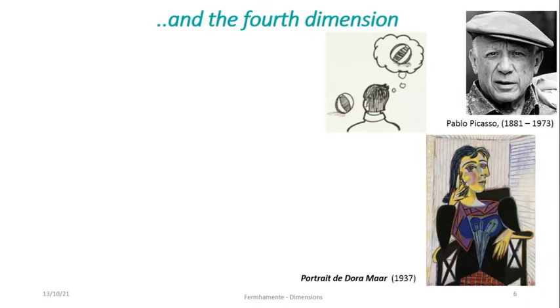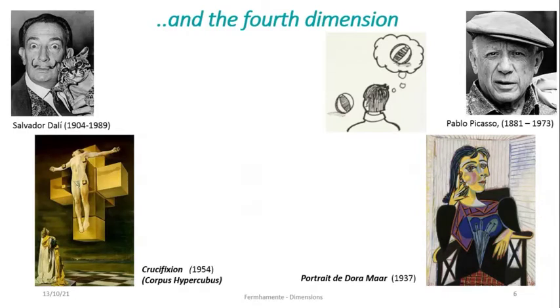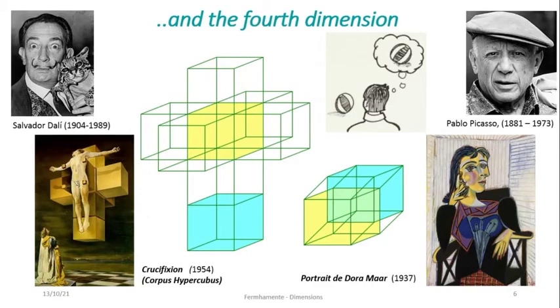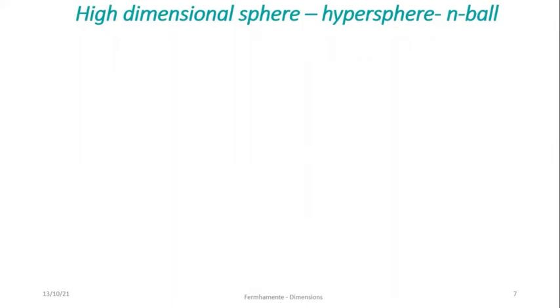In another way, just as we can unfold the faces of a cube into six squares, we can unfold the three-dimensional boundary of a tesseract to obtain eight cubes, as Salvador Dali showcased in his 1954 painting Crucifixion, or Corpus Hypercubus. This led to a natural understanding that the abstract space is n-dimensional if there are n degrees of freedom within it, or if it requires n coordinates to describe the location of a point.